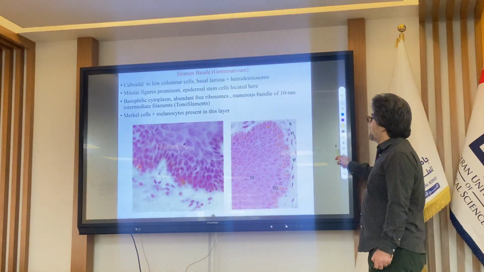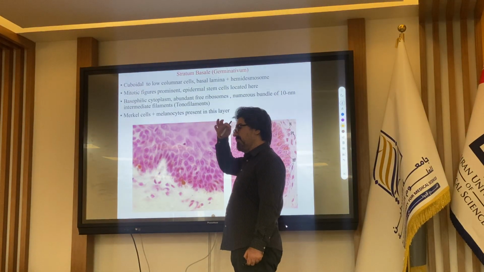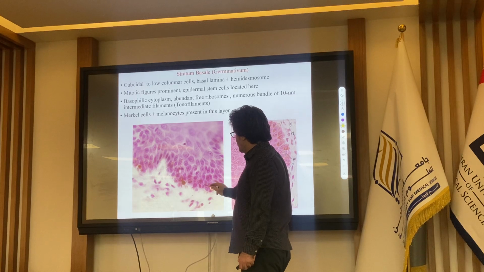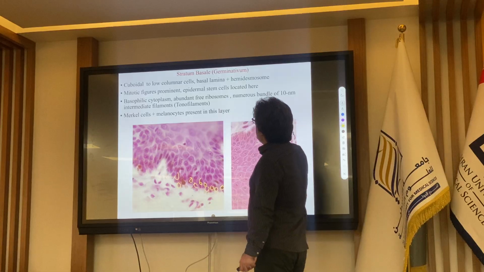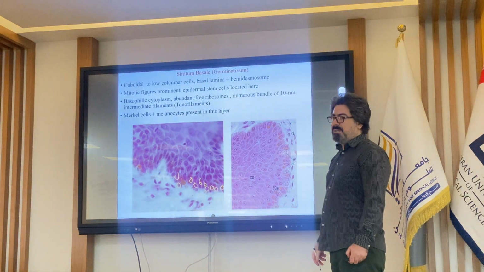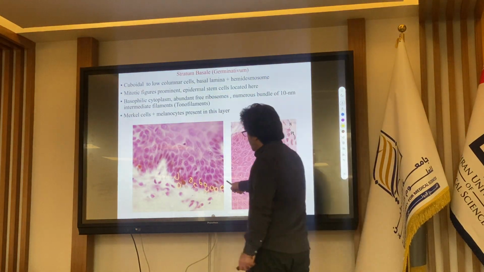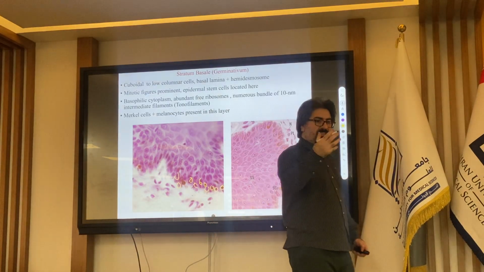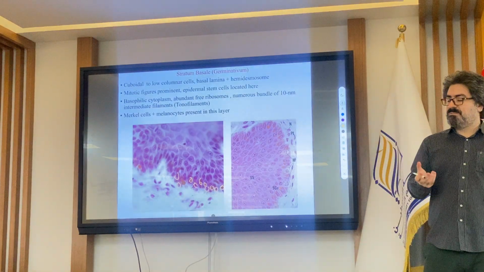The first layer, look at this. Here you can see a magnified picture of epidermis. Which one is the first layer? This. This layer is the first. The first layer is the stratum basale or basal layer. Cells in this layer are attached to each other by desmosome.